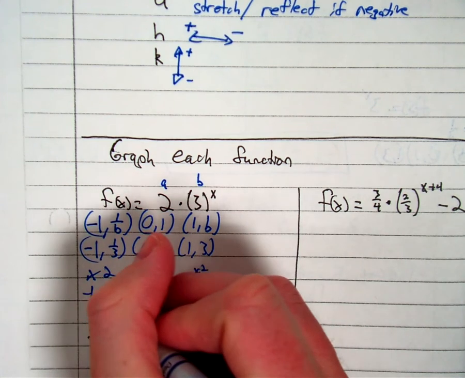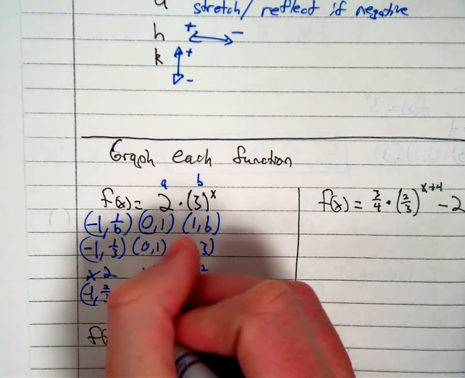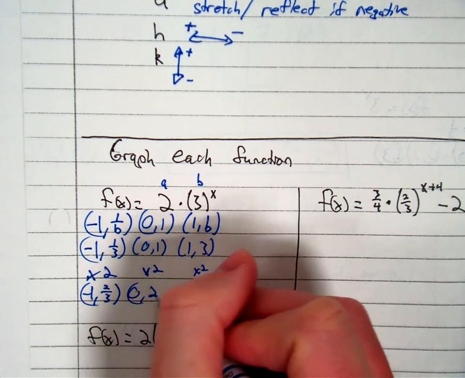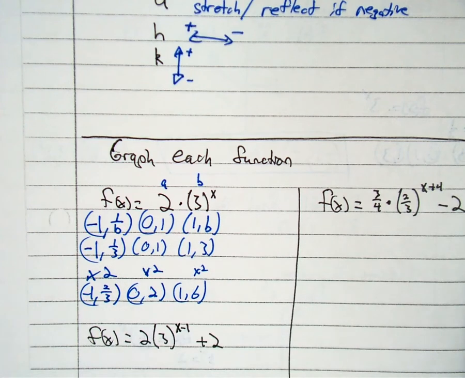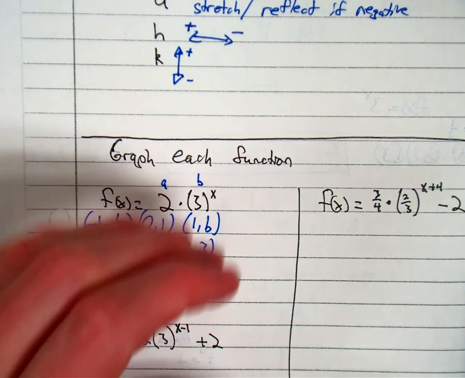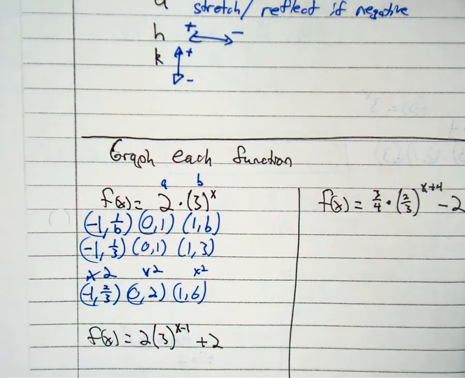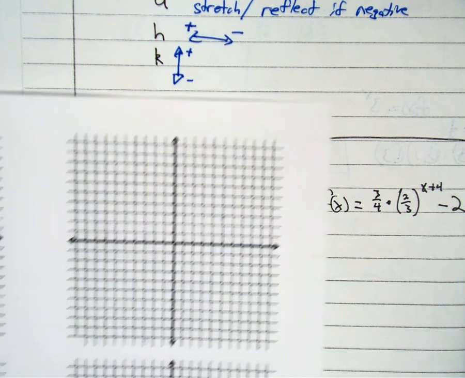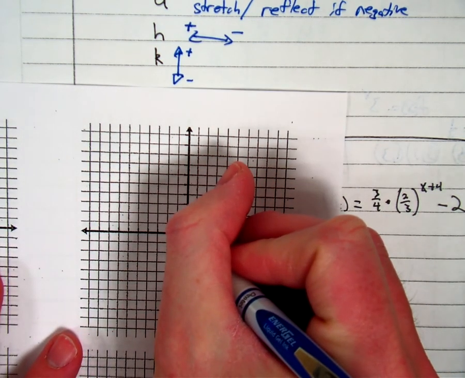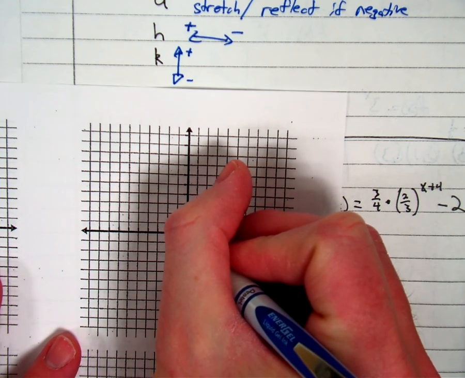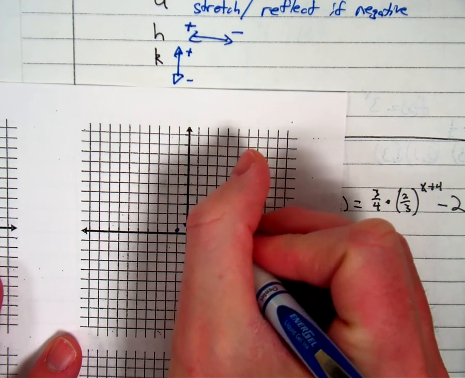So now we have -1, comma, 2/3; 0, comma, 2; and 1, comma, 6. Okay, we stretched it out and doubled all of our y values. Let's take a look at what's going on with that. Our first one would have had -1, 1/3, pretty low; 0, 1; and then 1, comma, 3.